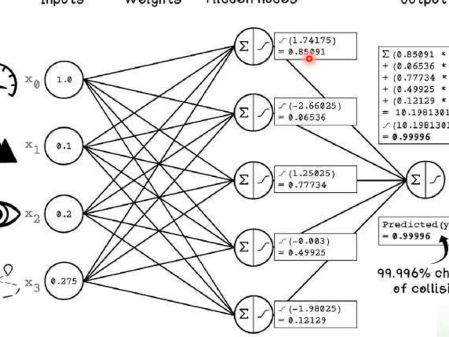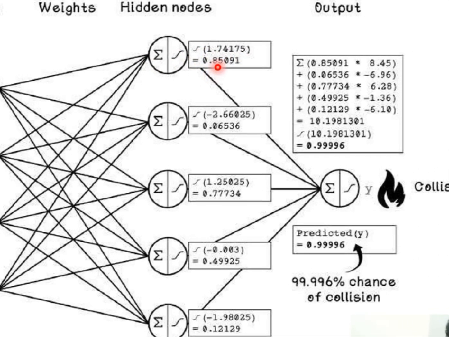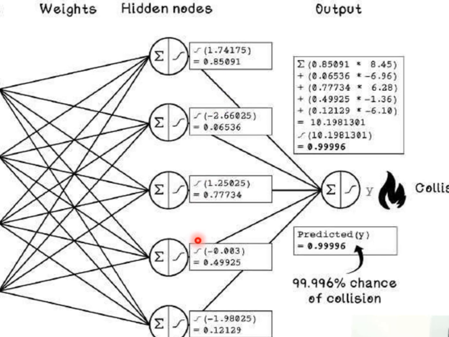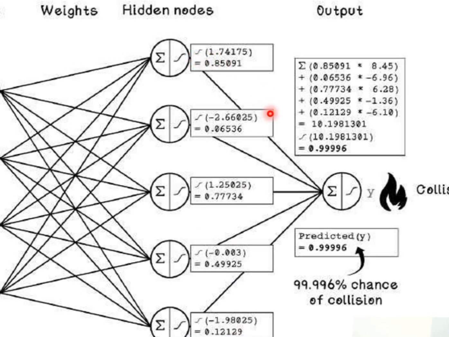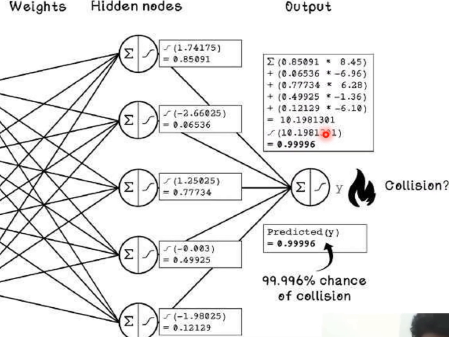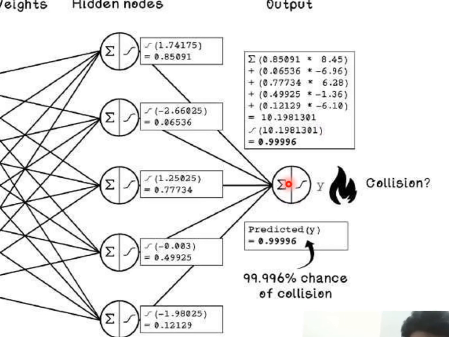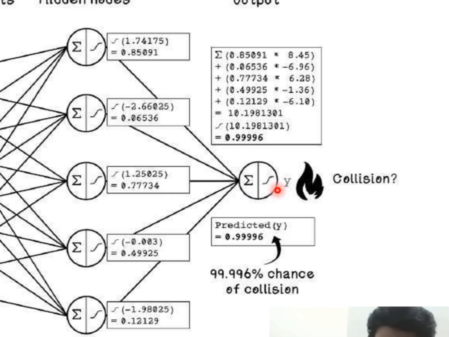After performing it, we apply the activation function for all the nodes, which we call out H1, out H2, out H3, out H4 and out H5. The output becomes the input for the next layer. So these values should be multiplied with their corresponding weights, which they have provided, and we get the output as 10.1981381. Now after performing the summation, again we have to find the activation function for this output layer.